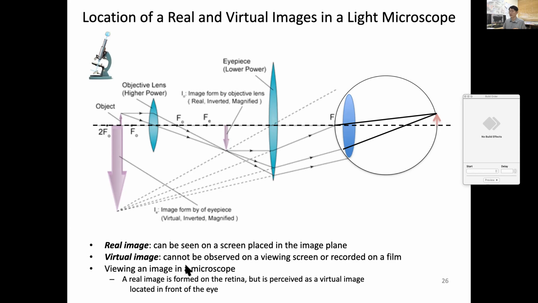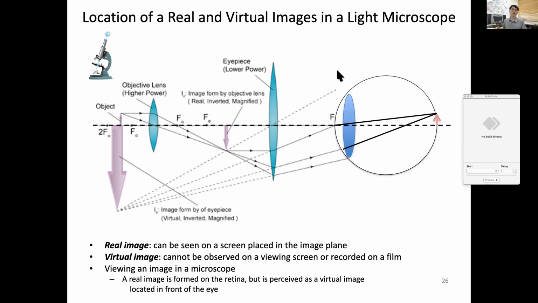And so viewing an image in a microscope is, in fact, what about our retina? Yes, this is a screen. The rays will actually focus down, so it's a real image. So the viewed image is a real image forming on our retina, but it's perceived as a virtual image. It looks to us like there's a flipped and big object over here. And that height difference is, of course, what we call magnification.